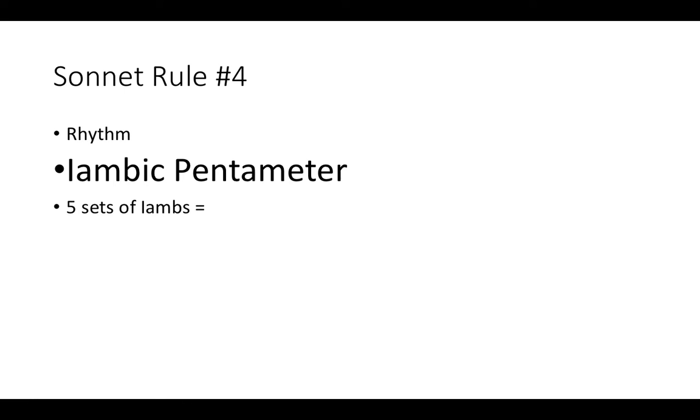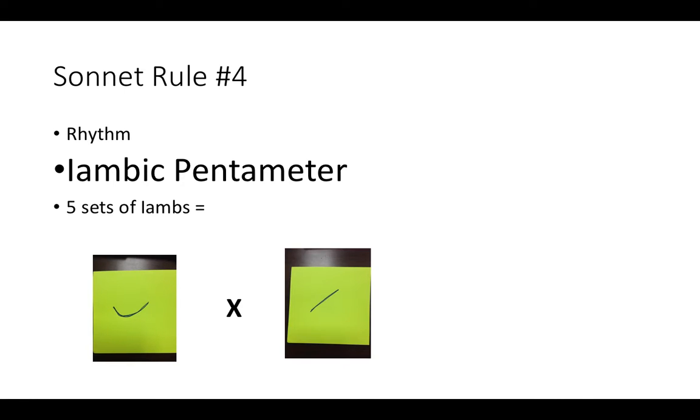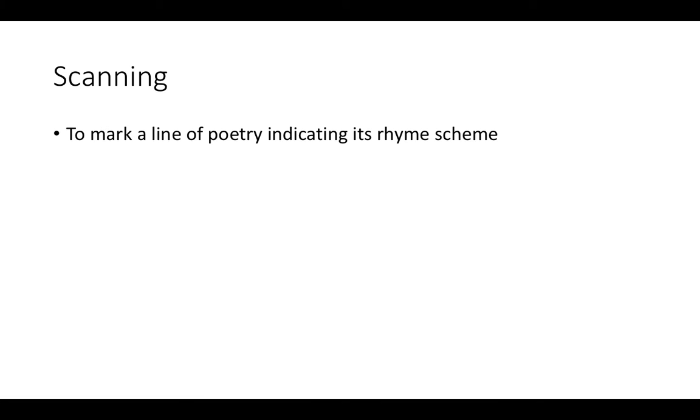So when looking for iambic pentameter, the rhythm of the poem, iambic pentameter means that there are 5 sets of iambs, and iambs are a very particular pattern. It's this pattern over and over again. It goes unstressed, stressed, unstressed, stressed. That means 10 syllables are in every single line. That's right. Shakespeare used 10 syllables in each line of this poem, and you can go back and count it.